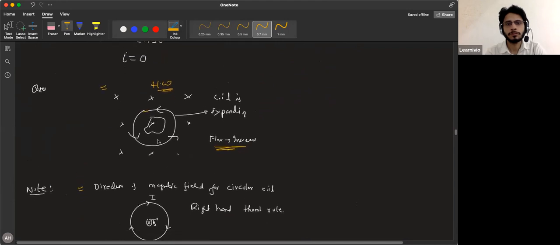Note it down. So if the coil is expanding in the magnetic field, it's not moving, but due to the expansion, area is increasing, flux is increasing. So there will be some induced current here also.